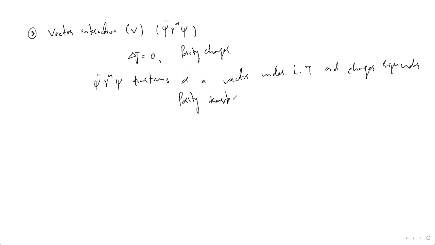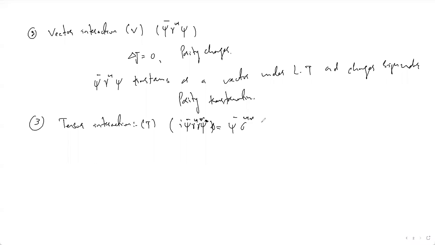Now coming to the third one. These are the interactions which remain after considering all these bispinors and the gamma matrices. Out of those sixteen, I am talking about those five. Then after the vector interaction, we have the tensor interaction, represented by the symbol T, and this is given by ψ̄σ^μν ψ, where σ^μν is built from the commutator of γ^μ and γ^ν.